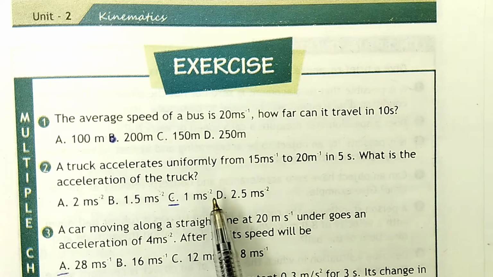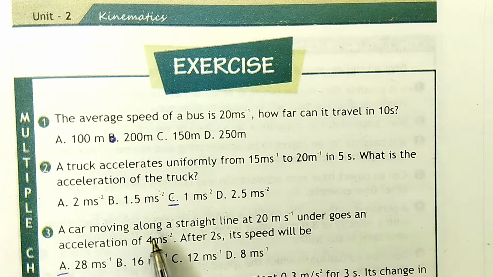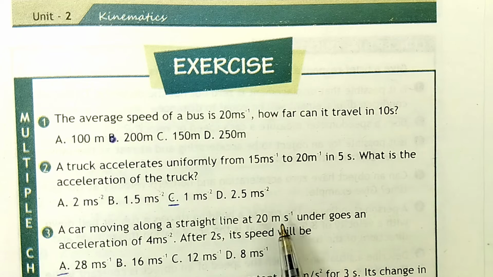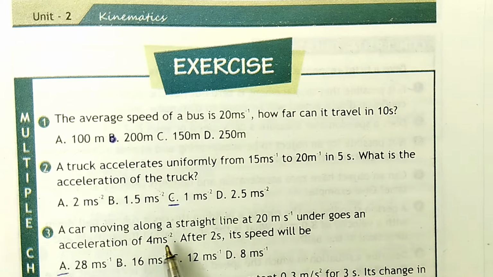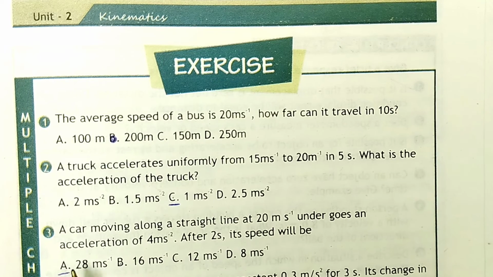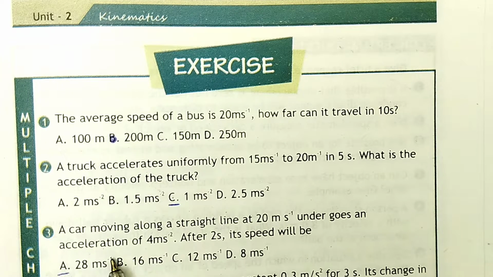1 meter per second square. A car moving along a straight line at 20 meter per second undergoes an acceleration of 4 meter per second square. After 2 seconds, its speed will be option A 28 meter per second. ये correct option है इसके लिए.